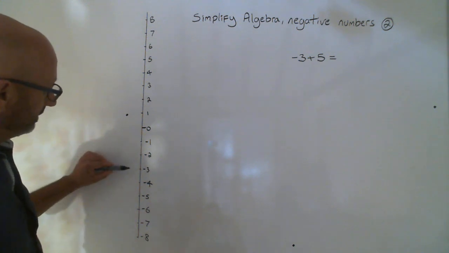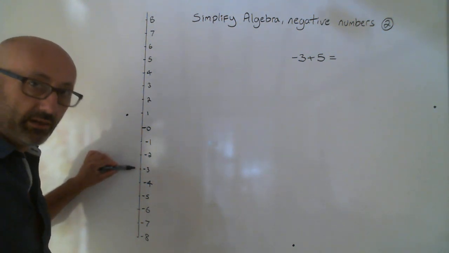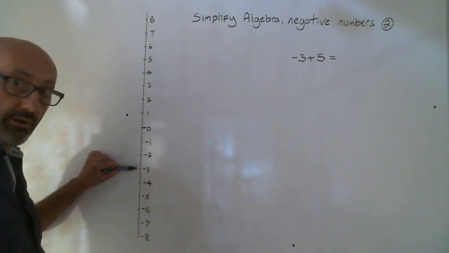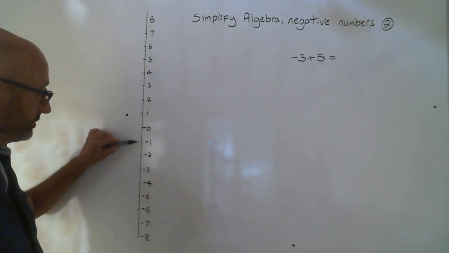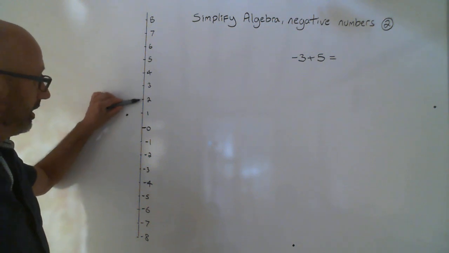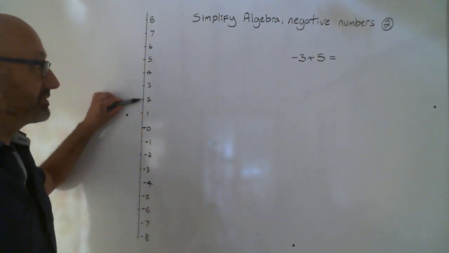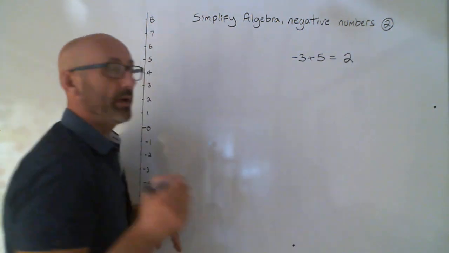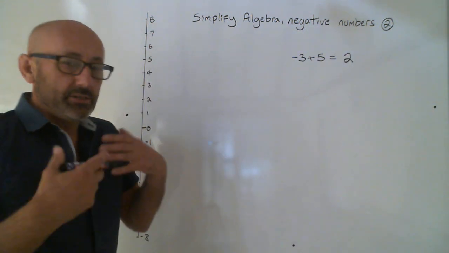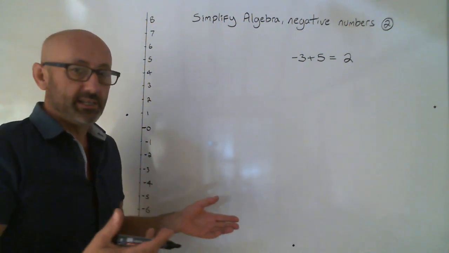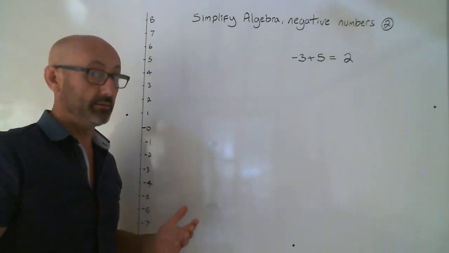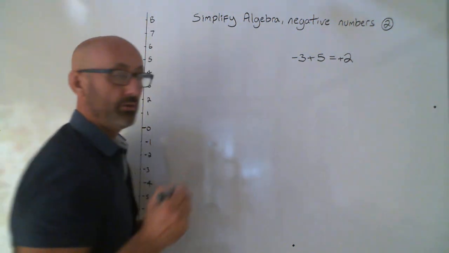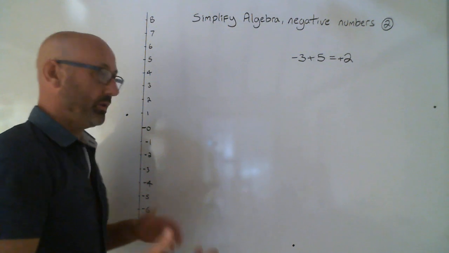Well, you probably need to visualize a number line like this, and it is -3, and you're going to go up 5. So 1, 2, 3, 4, 5. So the answer is 2. Well done if you got that right. Now notice I'm saying 2. I could just as easily say it in another way. Well, how could I say it? I could say +2 is just as good as 2.